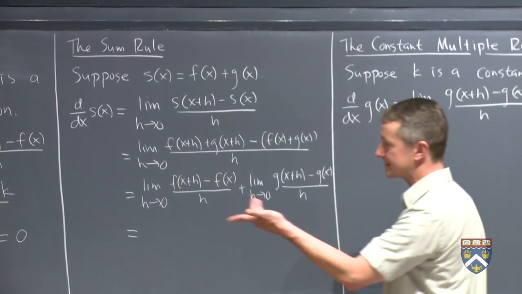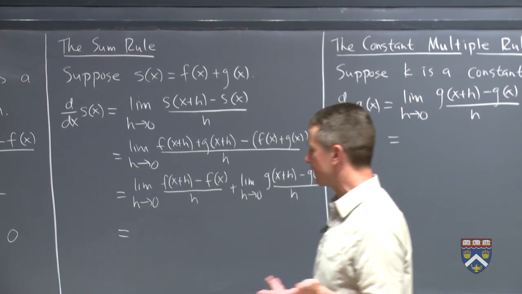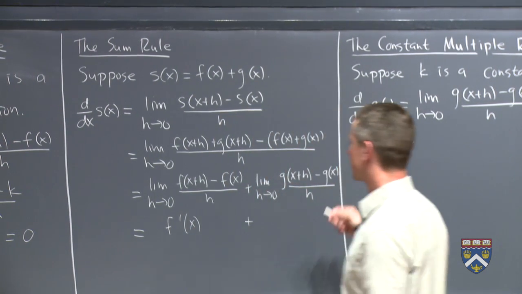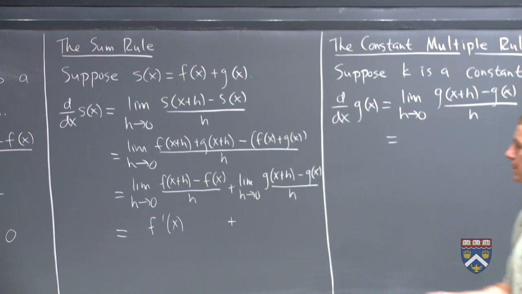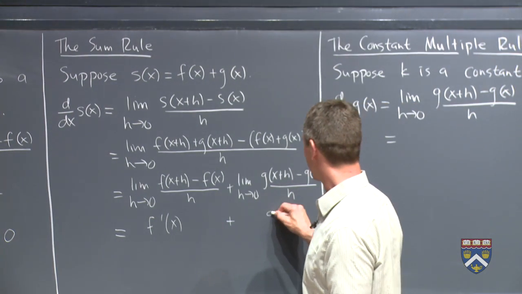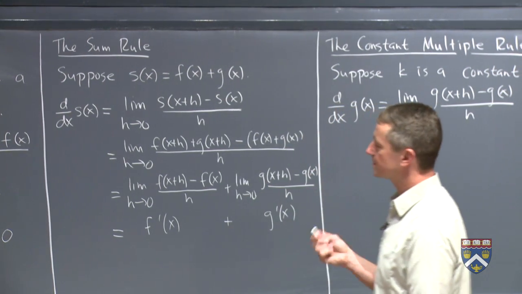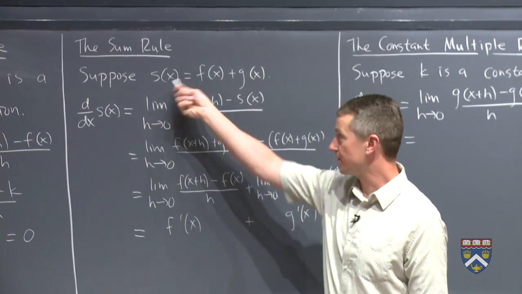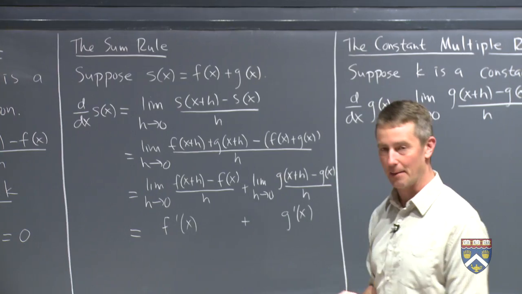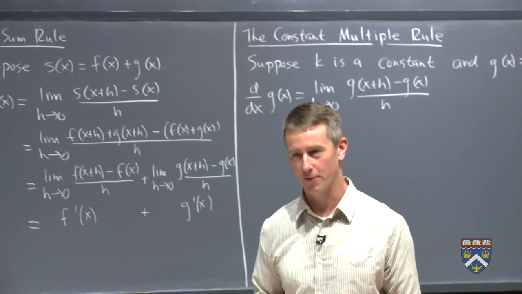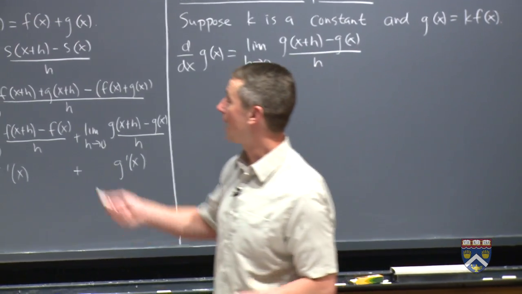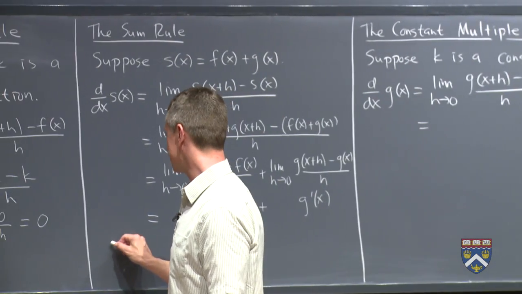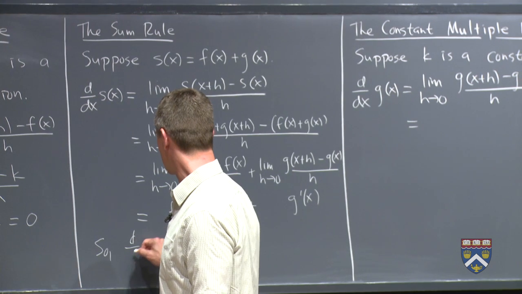This looks familiar. This is exactly our limit definition of the derivative for f of x. So this is f prime of x. And this is exactly the same thing, except that instead of an f, it's a g. So this is the limit definition for g prime of x. So not surprisingly, if you have 2 functions added together, the derivative of their combined function is the combination of the 2 derivatives. A more formal way of saying that is that the derivative of a sum is the sum of the derivatives. So we can put this together as our sum rule.